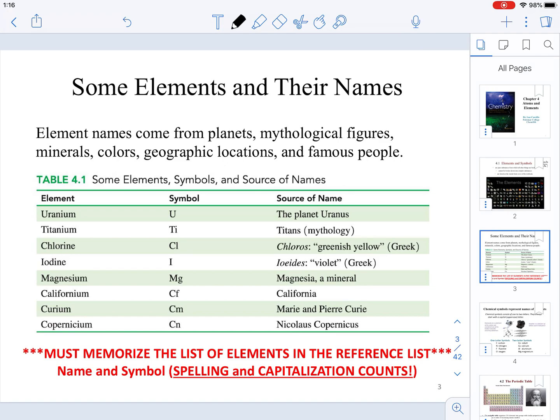But I think the most important thing is that from the reference list that is included on Canvas for the course, you must memorize the list of elements that are there. Those are the ones that we're going to most commonly utilize in the course, but you should know their name with the correct spelling and their symbol with the correct spelling. So please make sure that you check out that list that is included in the Canvas site for the course.